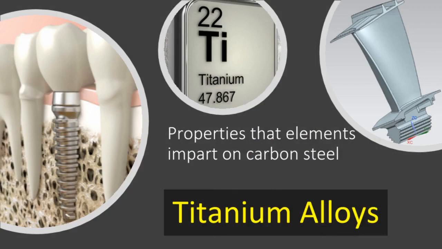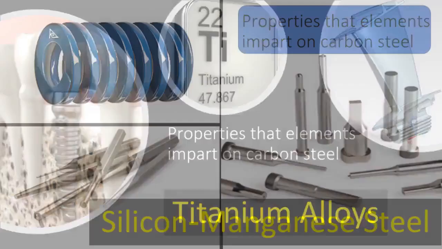Some retain considerable strength at temperatures up to 400 to 500 degrees centigrade. Generally, there is also a good resistance to corrosion and corrosion fatigue, although properties are adversely affected by exposure to temperature and stress. Used to produce things like turbine blades and bone implants.